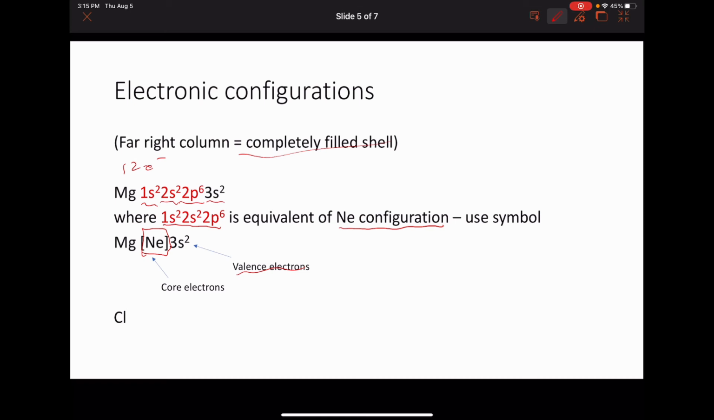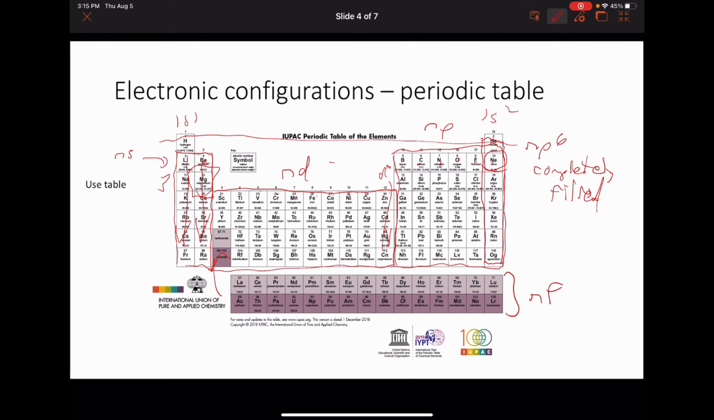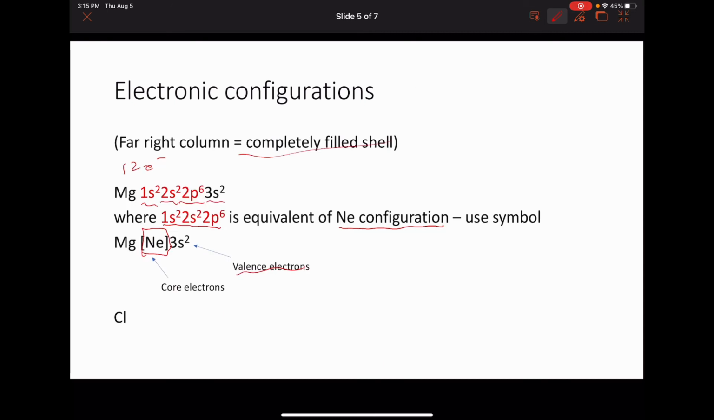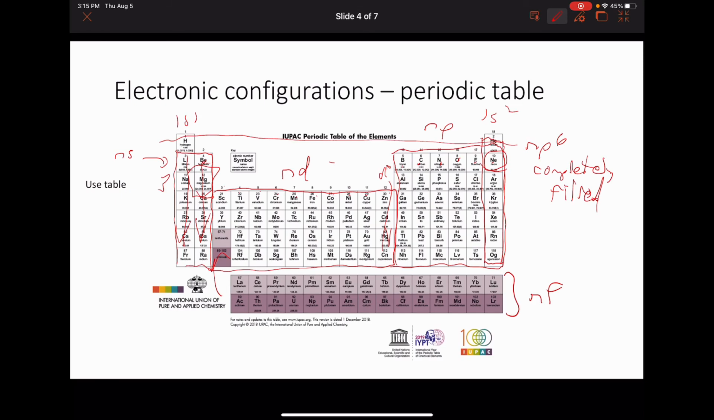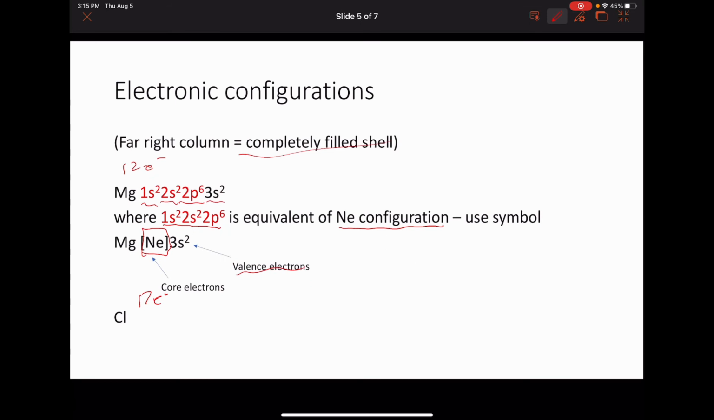So we could do the same thing for chlorine. Let's go back and find chlorine. Chlorine has 17 electrons. And right above it is neon, so it's on the same row as our magnesium. So it has neon, and that represents 10 of the electrons. And then there are 3s2, and then there were no d's.